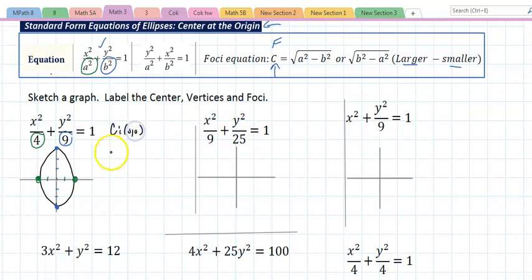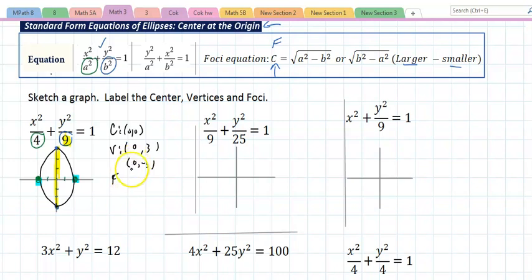That's simple. The vertices are always the stretched. You'll notice, if you're talking about an ellipse, there is a side that's longer than the other. The stretched, that's 0, 3, and 0, negative 3. They say those are the co-vertices. This is the first book that uses those.